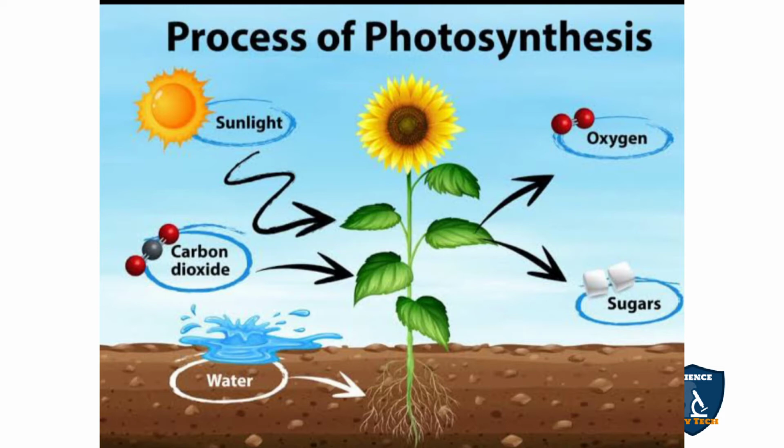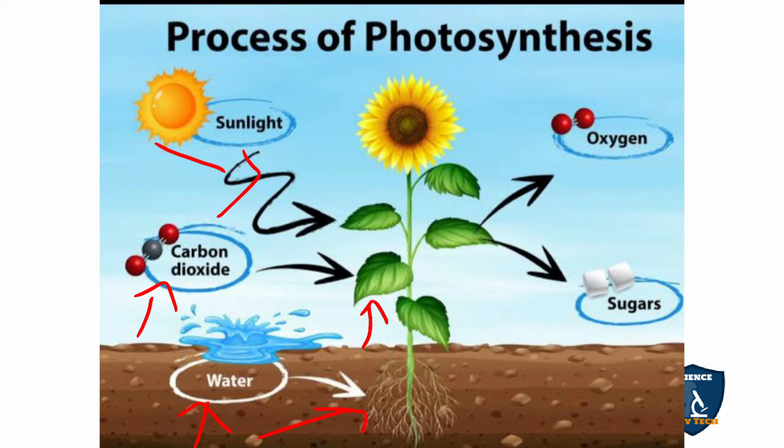The plant absorbs water through roots, from the ground, from the soil. This water is absorbed through the roots, and the carbon dioxide comes from the atmosphere, along with sunlight. So these three things, the presence of sunlight, water and carbon dioxide, act as raw material, with the help of chlorophyll present in the chloroplast.